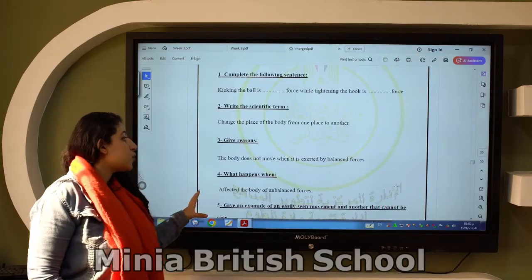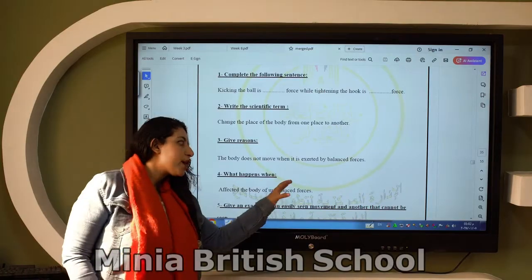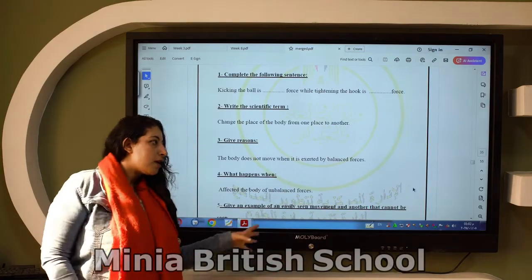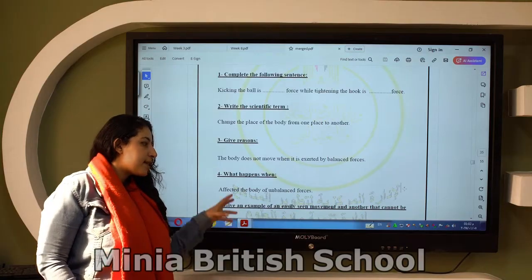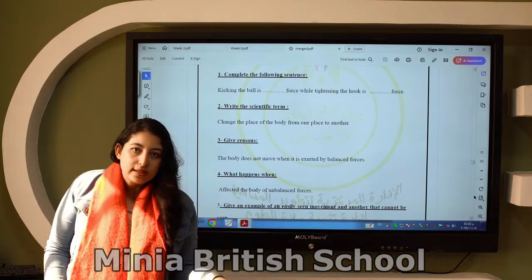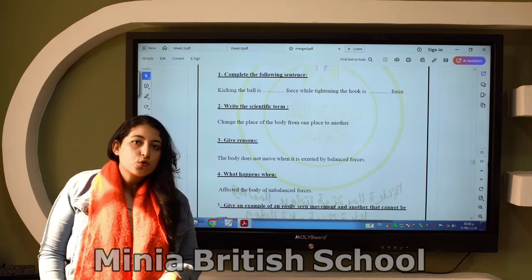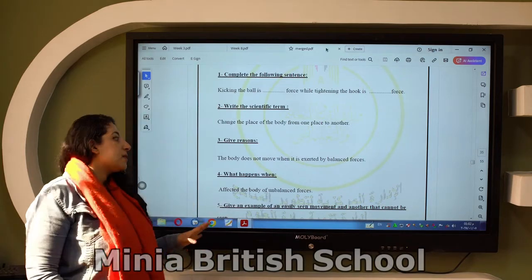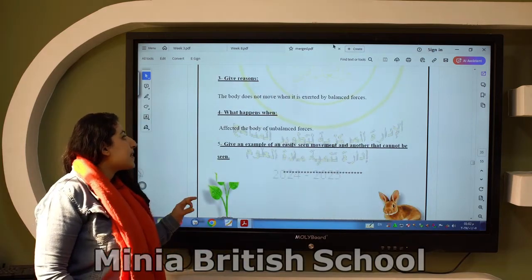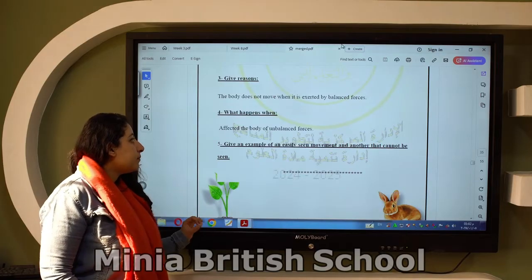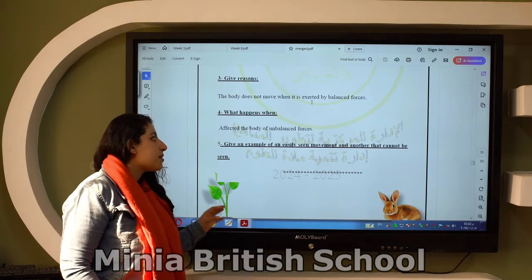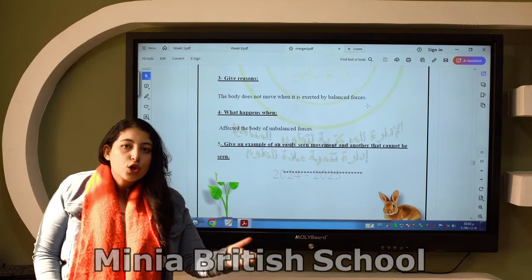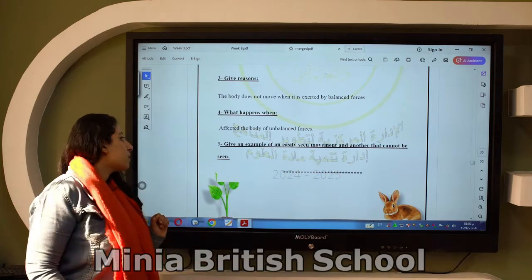Give reasons. The body doesn't move when it is exerted by balanced forces because the two forces that act on the body are equal, so the body will not move in any direction. What happens when a body is affected by unbalanced forces? The body will move toward the greater force.